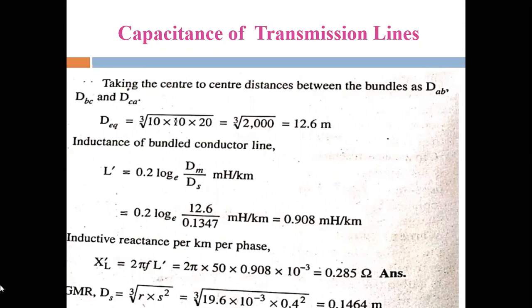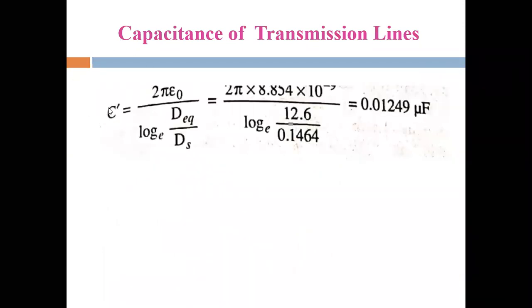Next we calculate the ds and dm values. Therefore ds is equal to the square root of the cube root of r into s square. By using these formulas we calculate the capacitance. This is the overall capacitance of a three phase transposed bundle conductor.